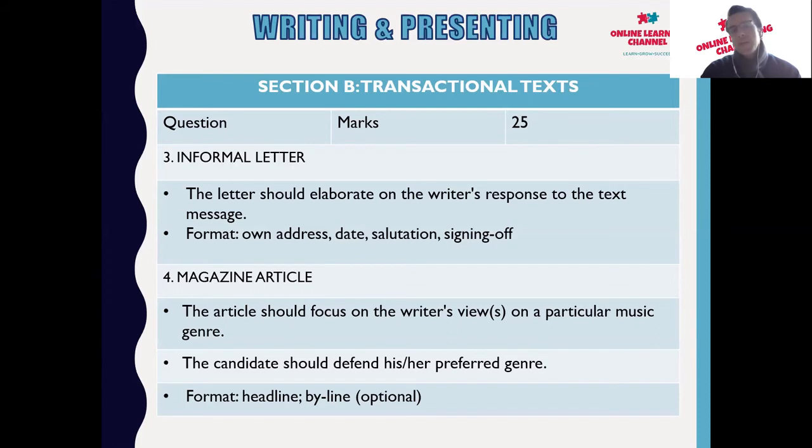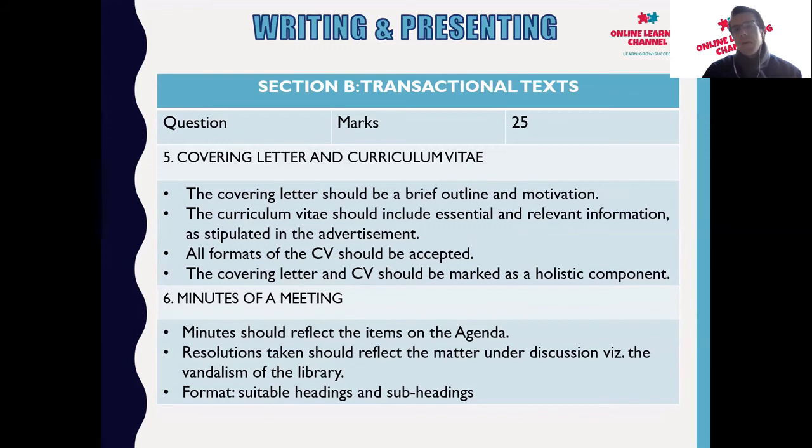When it comes to a magazine article, the article should focus on the writer's views on a particular music genre, for instance. The candidate should then defend his or her preferred genre of music. And then the format, headline, byline is optional, but certainly a headline would have to be evident within a magazine article. A covering letter and a curriculum vitae, otherwise known as a CV.